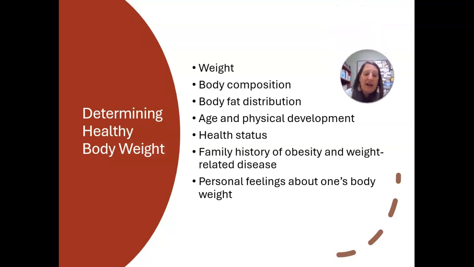Okay, so there are lots of factors that have to come in, again, to determining what a healthy body weight is for an individual. We should think about the person's weight, body mass index, their body composition, their fat distribution. Also think about age and physical development, health status, family history of obesity and weight-related diseases, and also personal feelings about one's weight. All of these things should come into play in determining a healthy weight.